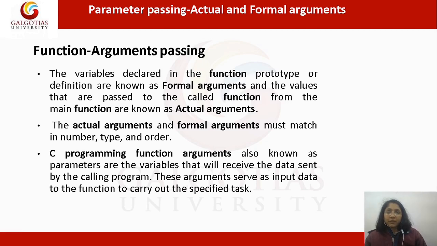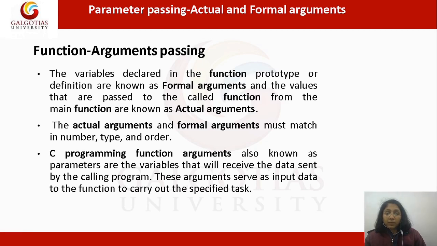Now, what is parameter passing? Actual parameter, formal parameter. The variable declared in the function prototype or the definition is the formal parameter. And the values that are passed to the called function from the main function are the actual arguments. Therefore, remember, very important: the parameters in the function prototype and definition are termed as formal parameters, whereas the parameters which we write while calling the function are termed as the actual arguments.